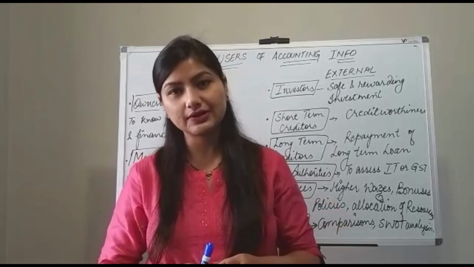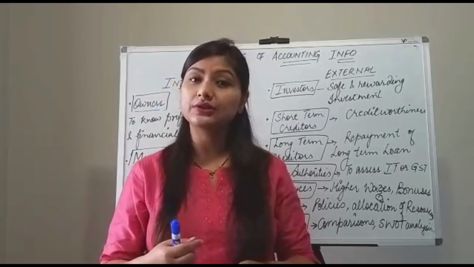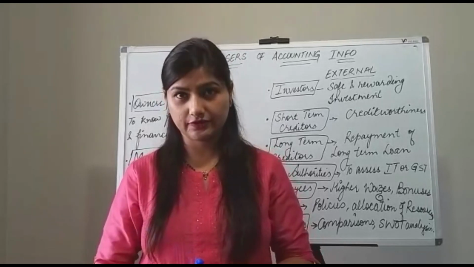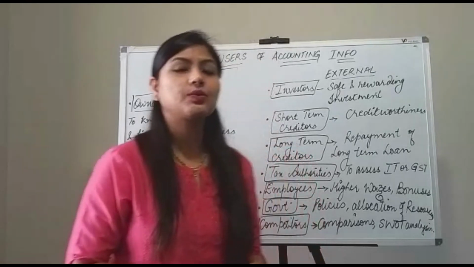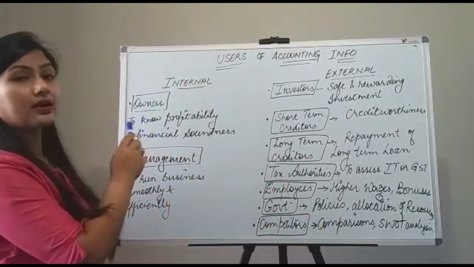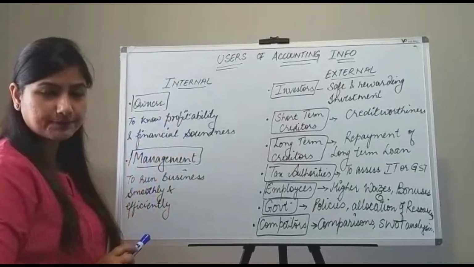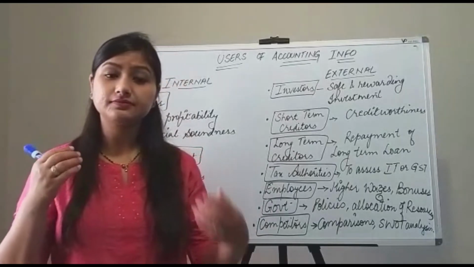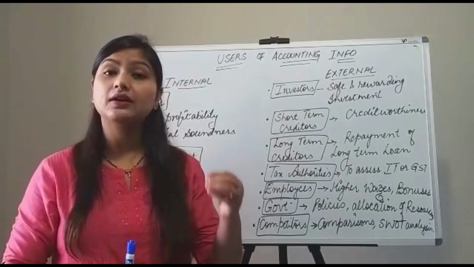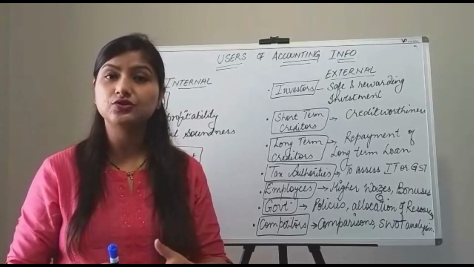When we talk about internal users, they are the owners and the management. Now, why do the owners and the management require accounting information, or how come they are the users of accounting information? Let us discuss. So when we talk about the owners, they require accounting information to know the profitability and financial soundness of the firm because the owner of the firm contributes capital to the business. Why does an owner of the firm contribute capital to the business? Just to earn the interest over the capital.